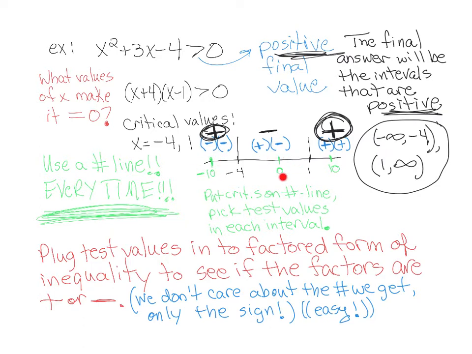I'm going to take test values in each of these 3 intervals. Now I'm not going to plug my critical values into my problem. I know that they make it equal 0. I'm worried about outside my critical values, in these intervals, because I don't have equality, I have an inequality, okay? So I'm going to find these critical numbers, put them on the number line, and then I'm going to use these test values.